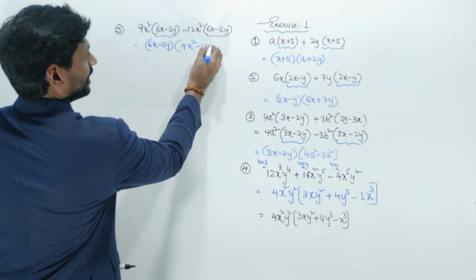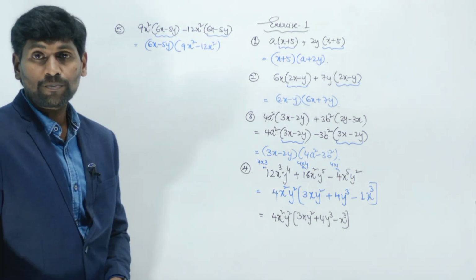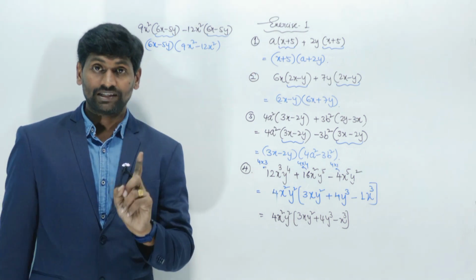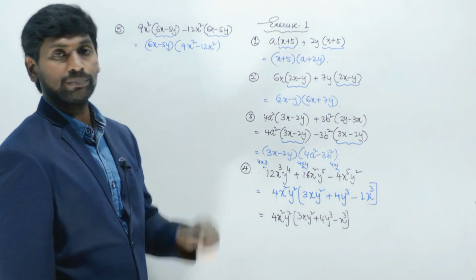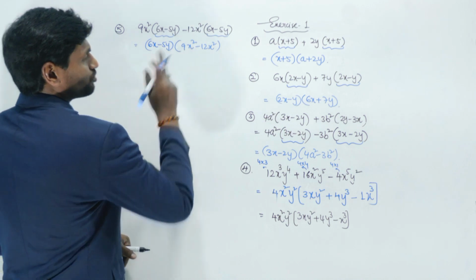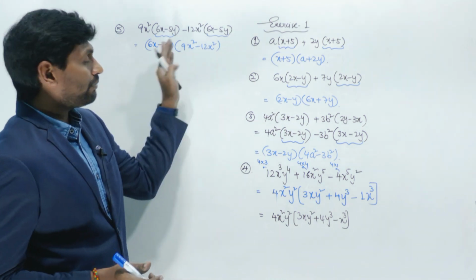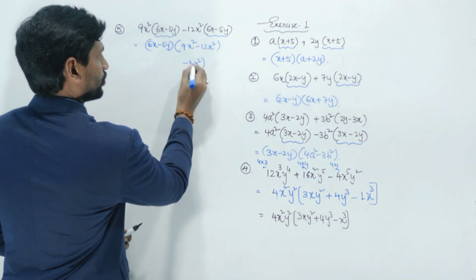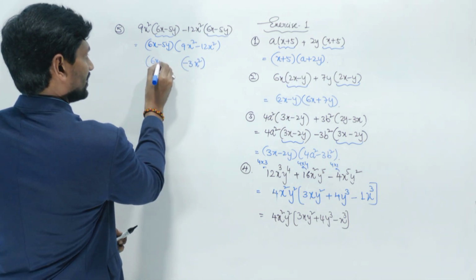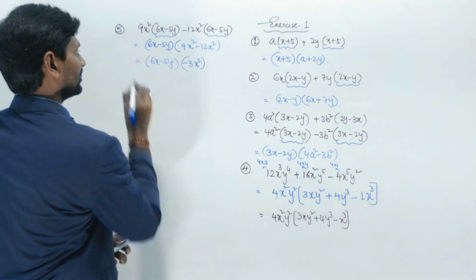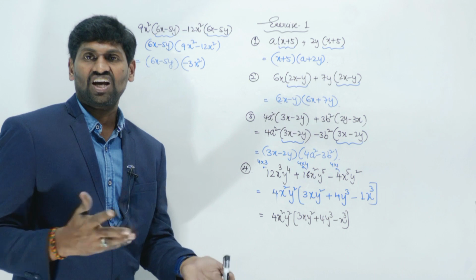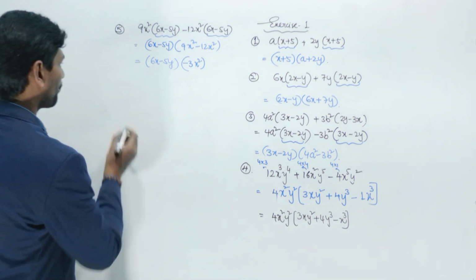9x square minus 12x square. Now 9x square and 12x square are both like terms. Like terms means we can subtract. But 9 minus 12 is not possible directly; 12 minus 9 is 3, so it is minus 3. So minus 3x square into 6x minus 5y. That is the answer. Because of the like terms only we are able to add or subtract. Next.